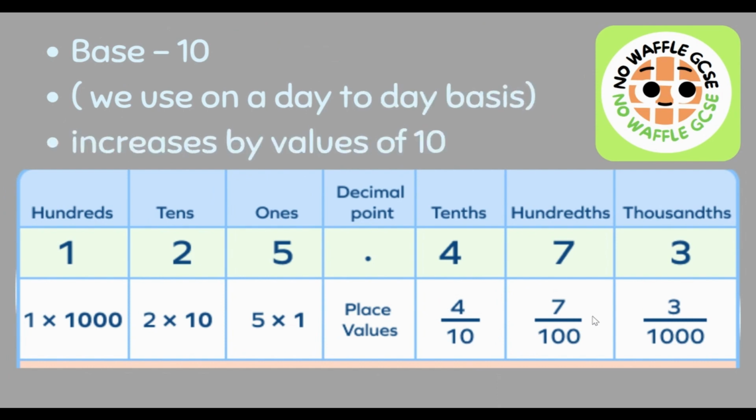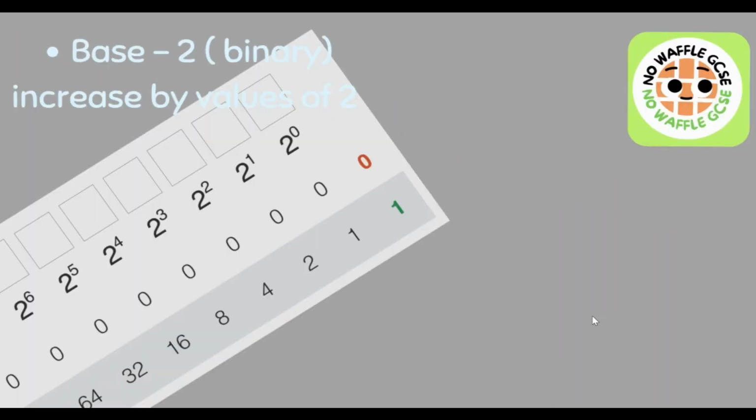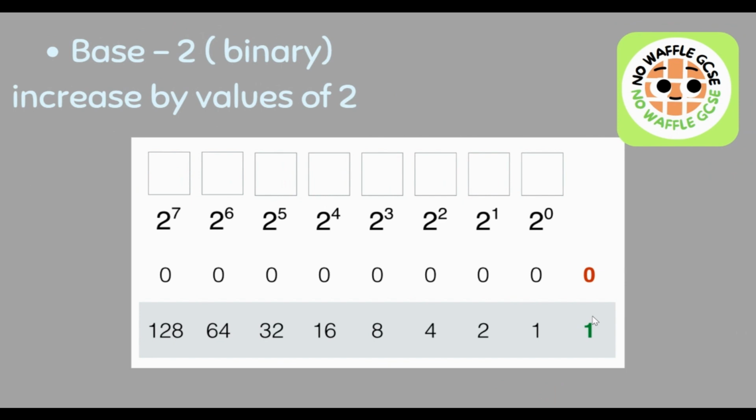So base 10 we use on a day-to-day basis. Every value increases by values of 10. For example, you've got ones, tens, and hundreds. So if you wanted to say the number, as you can see, 125, the 1 represents 100, the 2 represents 20, and the 5 represents just 5. Now base 2, this increases by values of 2. So you've got 1, and then 1 times 2 is 2, 2 times 2 is 4, 4 times 2 is 8, 8 times 2 is 16, and so on. So each value increases by a value of 2.